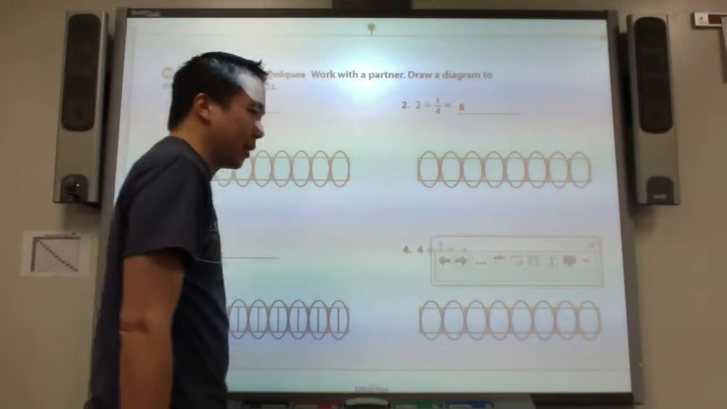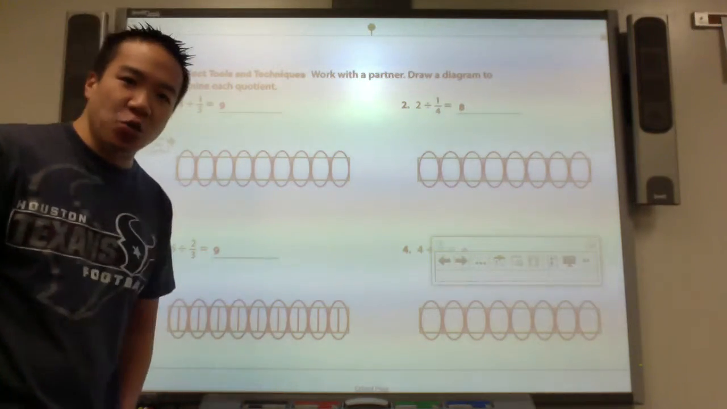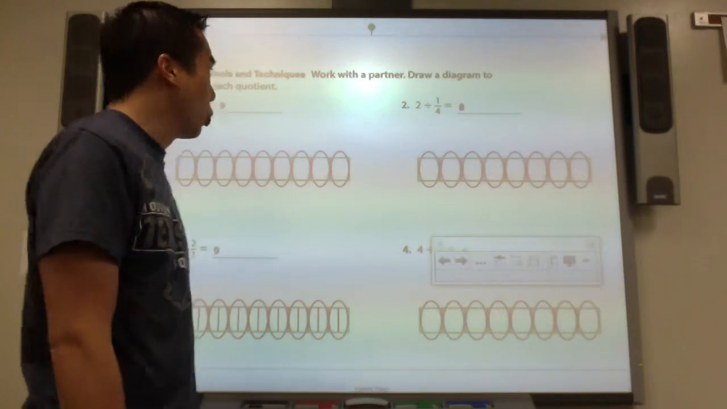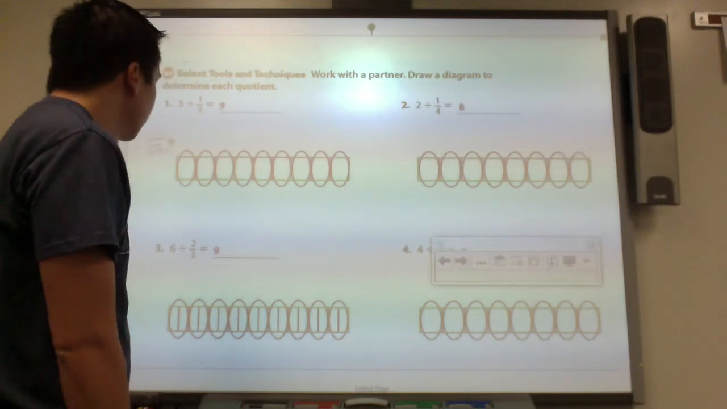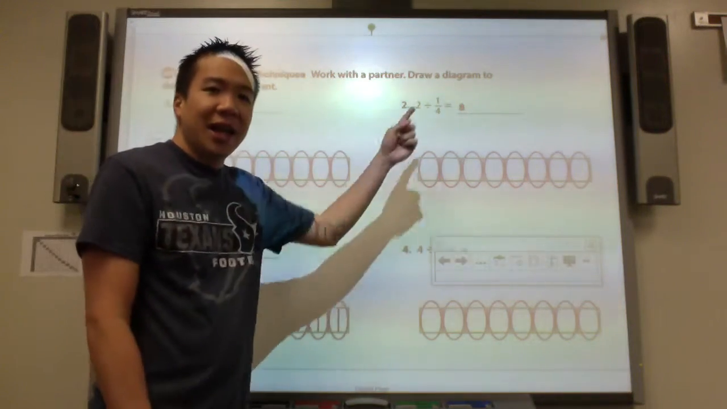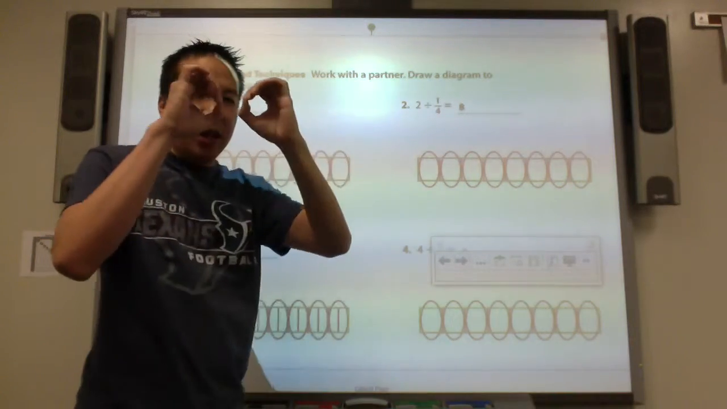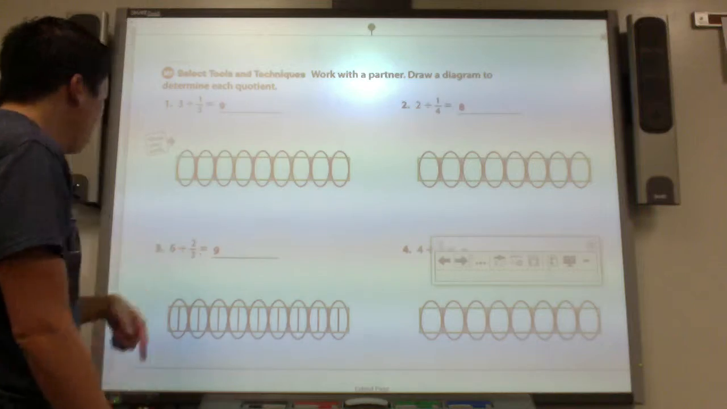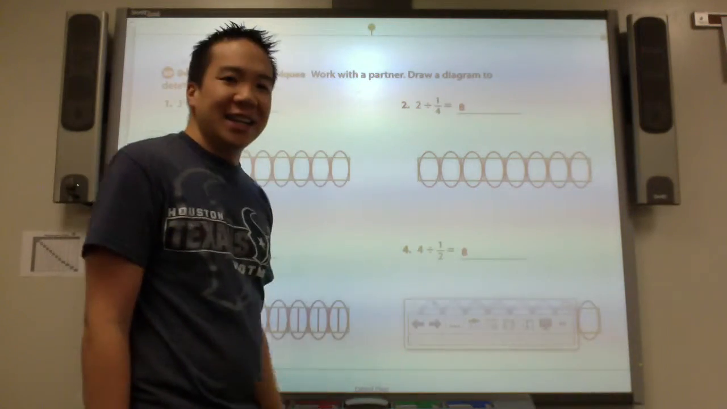Let's look at your homework from last night. Your homework last night was page 149 and page 150. So open up your textbook to page 149. Here's your homework. Number 1, it's 9. Number 2 is 8. You have 2 whole groups. You divide each one into fourths. There are 8 groups of fourths. Number 3 is 9. Number 4 is 8.